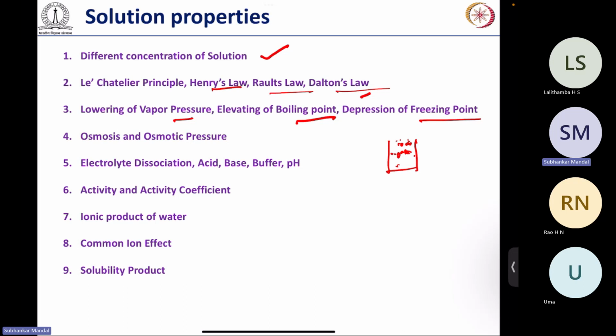Then after that we discussed osmotic pressure, that is pi equals CRT, where C is the concentration of the solute. So basically from there we get to know how the pressure of the solution depends and which way it will go. That osmotic pressure, osmosis, also we have discussed.